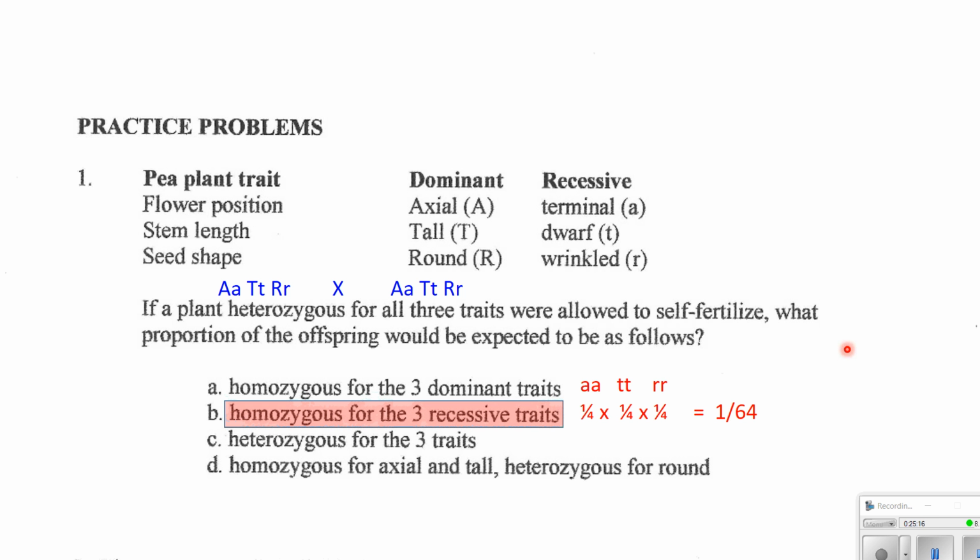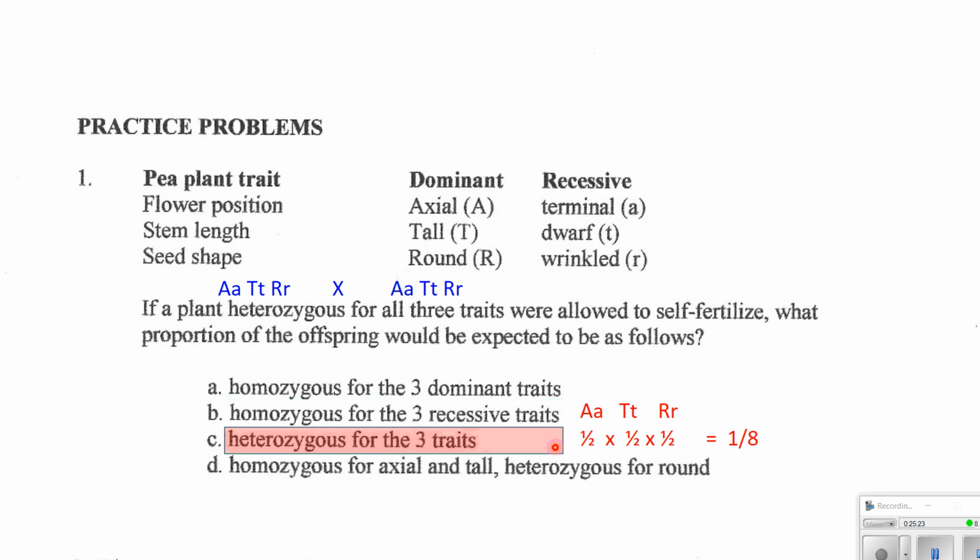Now, let's see what the probability is that these two heterozygous parents would produce a heterozygous offspring, which would look like this. Well, the probability of getting big A little a is 1 out of 2, big T little t 1 out of 2, big R little r 1 out of 2.